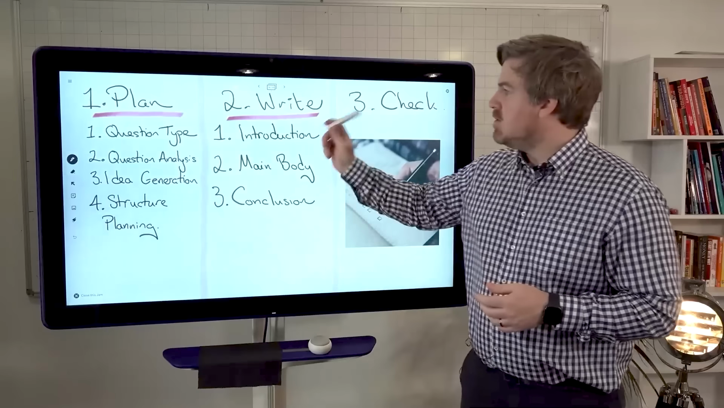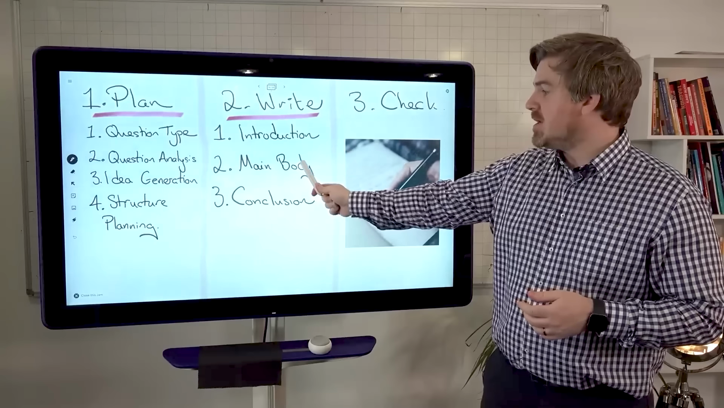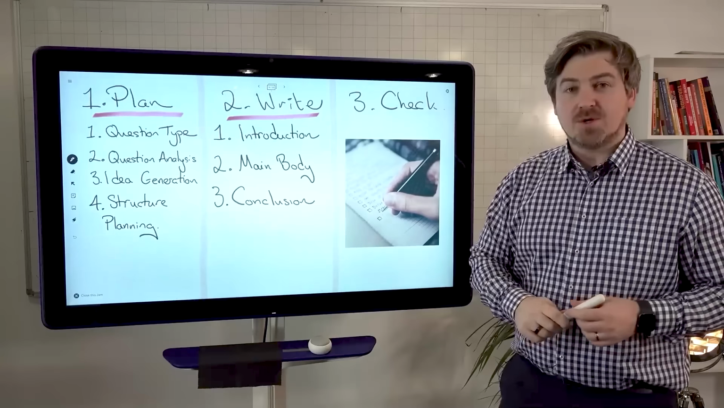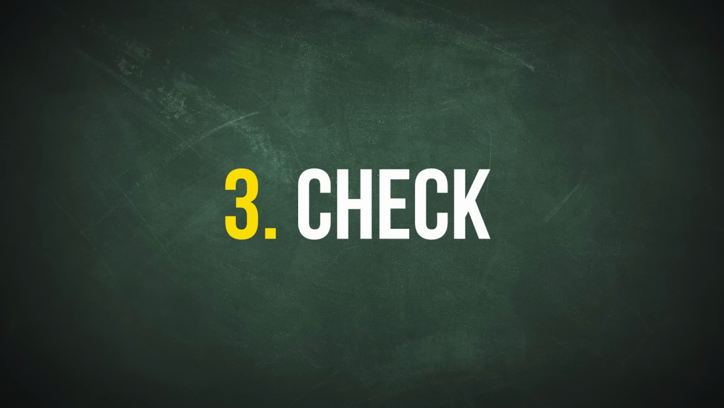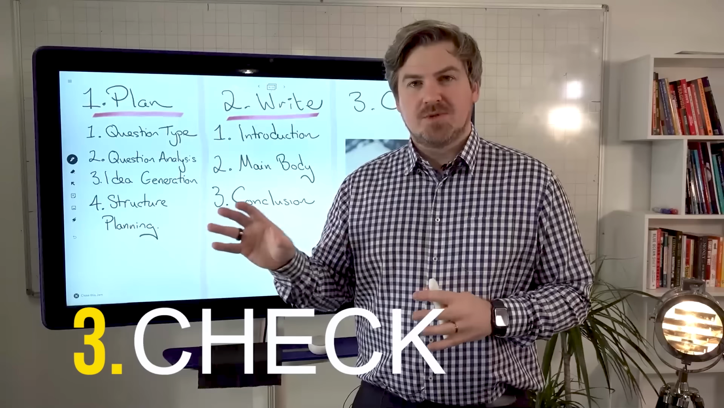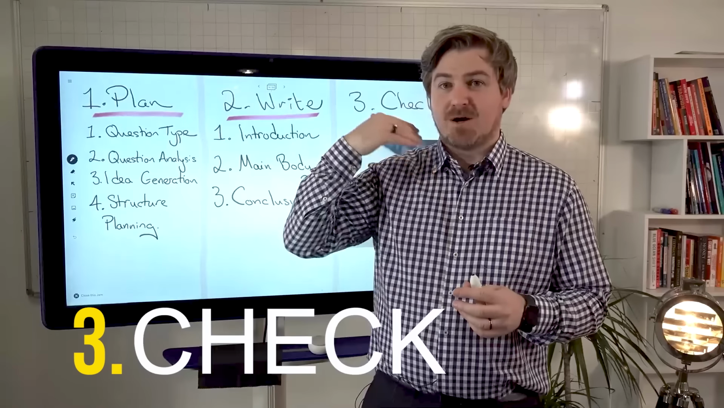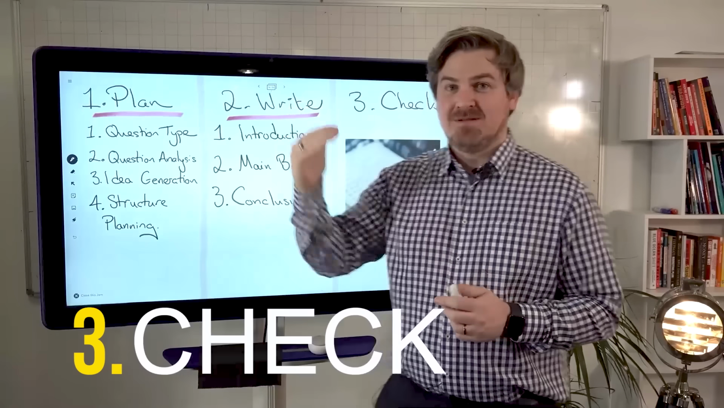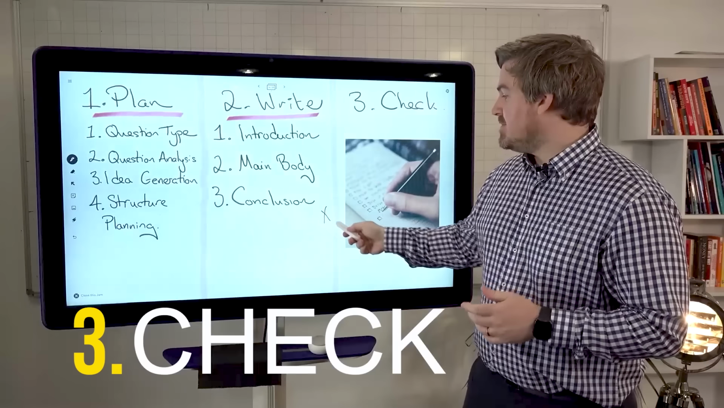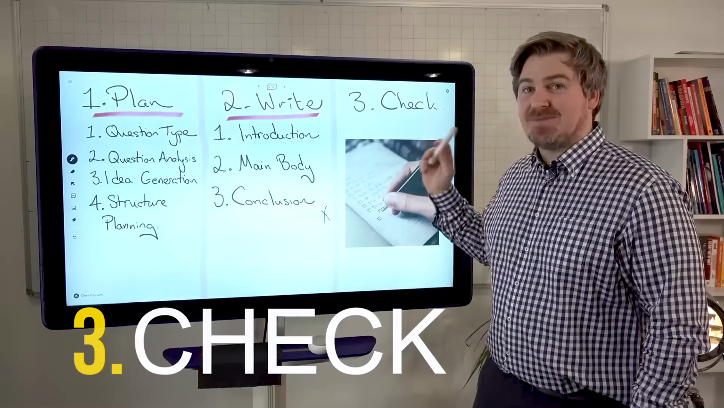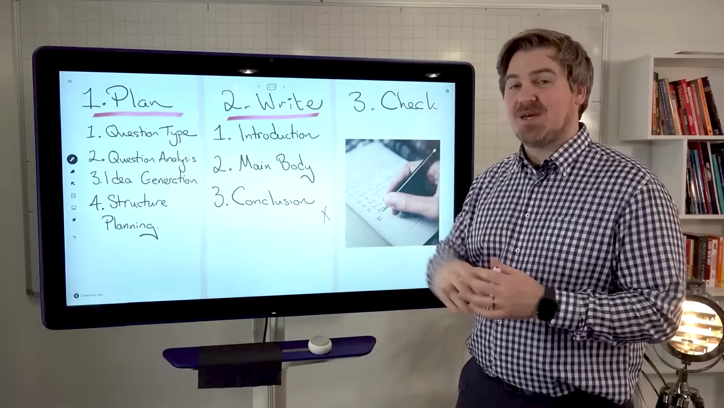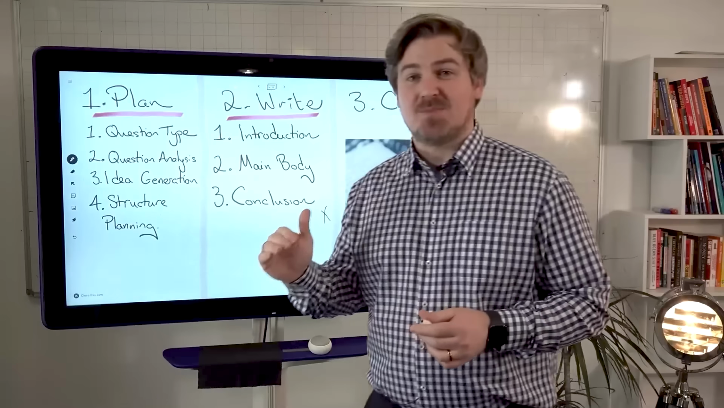Okay, so we've written our introduction, we've written our main body paragraph, and we've written our conclusion. Finally, we need to check everything. You wouldn't believe the number of students that I work with that are at a band 7 level up until this point, and then they don't check it. They make a few little errors, and that drops them down to a 6.5.